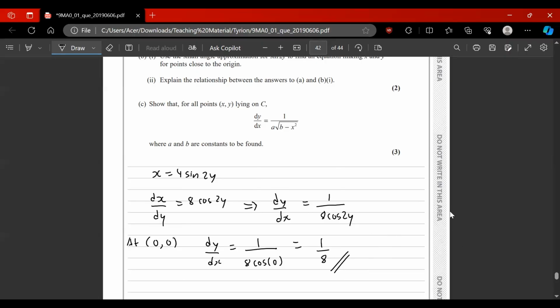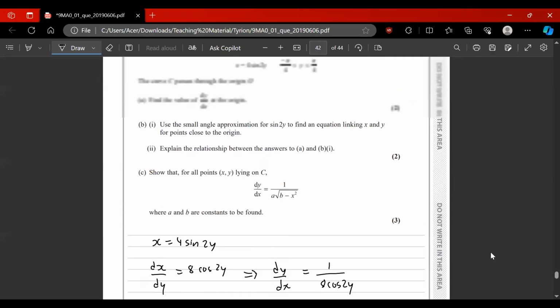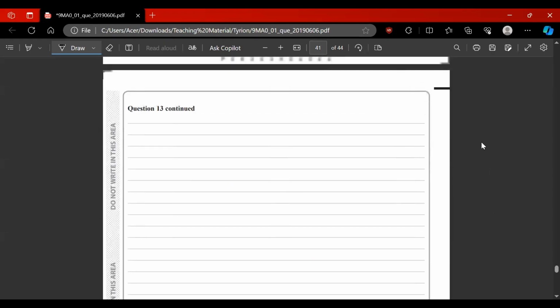So here you get marks. So I didn't go through the marking for the previous question. Let me go over that as well.